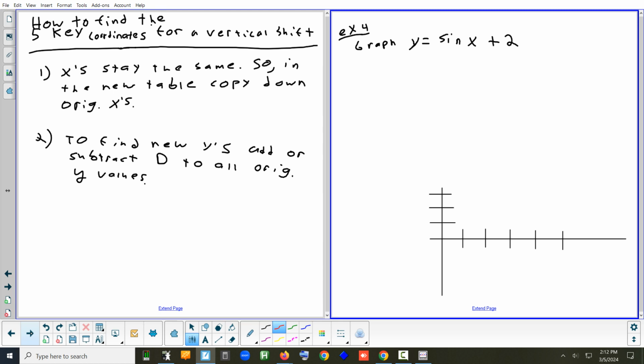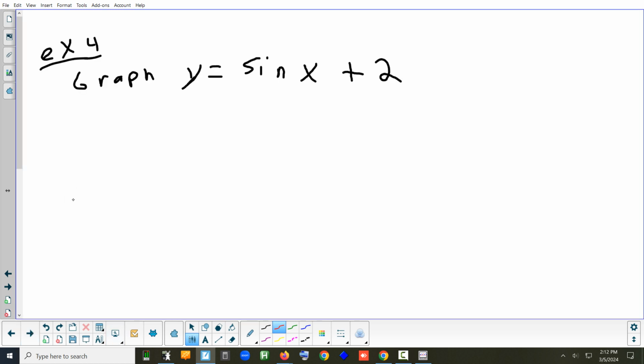All right, so let's try a couple vertical shifts, and that'll be it. How do we know that that's a vertical shift? It's adding 2. Yep, it's adding, and where is it adding? After. Right, it's after it. The only way that this could be a phase shift, you have to have the x and the number in parentheses. Now that's a phase shift. If you do not have parentheses around the x and the 2, it's a vertical shift.